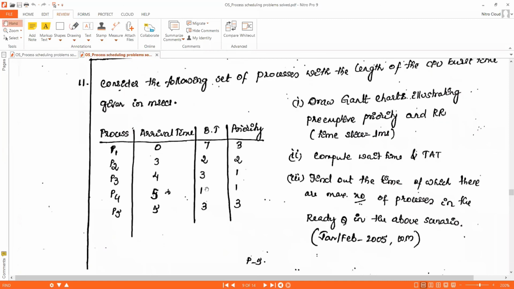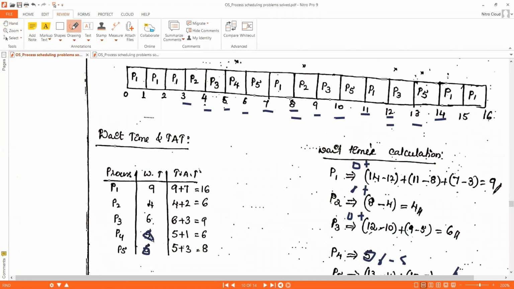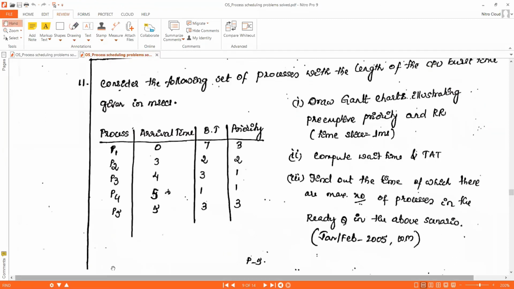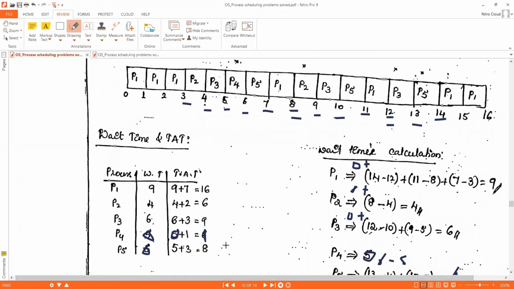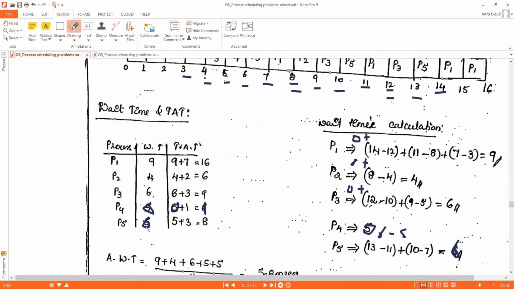Next, for process 4. Process 4's burst time is 1 millisecond plus its waiting time, which is 0. So the turnaround time for process 4 is 1 millisecond. Next, process 5's burst time is 3 milliseconds plus its waiting time. The waiting time for process 5 is 6 milliseconds. 6 milliseconds plus 3 milliseconds is 9 milliseconds, the total turnaround time for process 5.